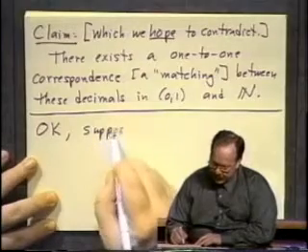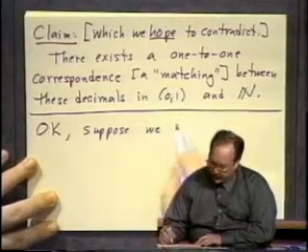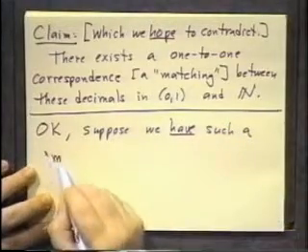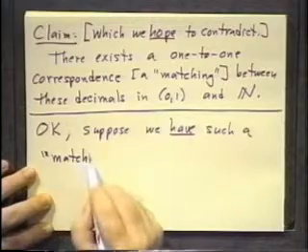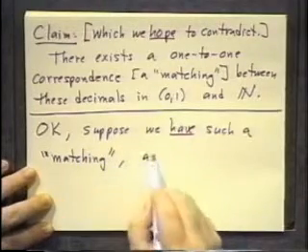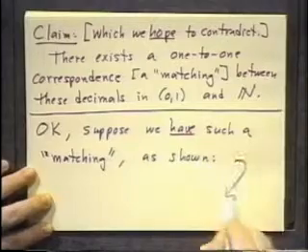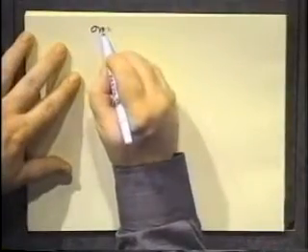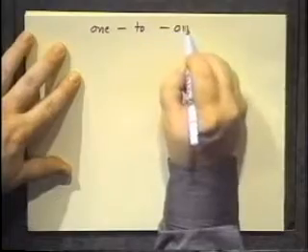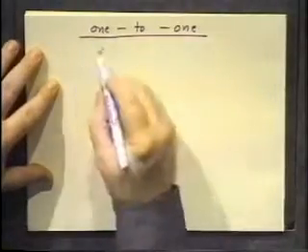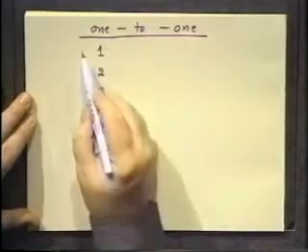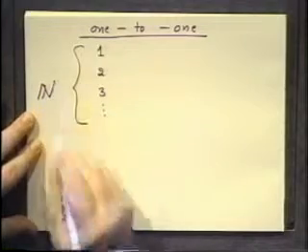Well, okay, suppose we have such a one-to-one correspondence. We have such a matching, say, so that I can write it a little bit more simply. Suppose we have such a matching, as shown. Okay, I'll show that on another page here. And there's nothing particular about this matching. This is simply a one-to-one matching, as we've done before. And over here, I will have the natural numbers that I'm matching up. So this side over here will represent the natural numbers.